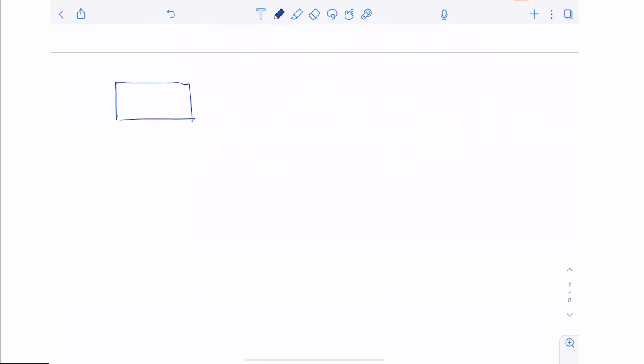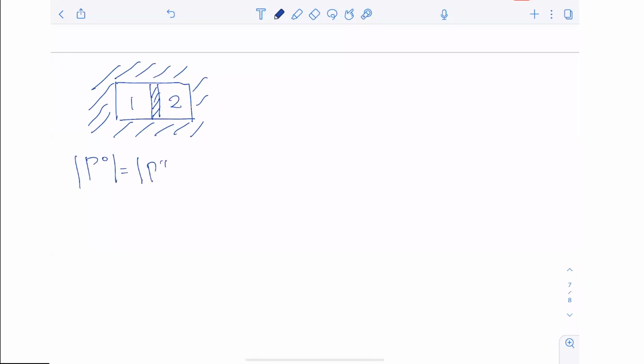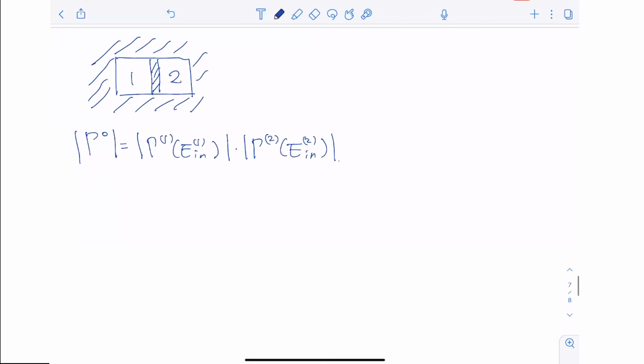In our last lecture, we said let's consider a system where we have system 1 and system 2, initially isolated from each other. So the phase space should be considered as the product of the phase space of system 1 with initial energy E1 initial, times the phase space of system 2 with initial energy E2 initial. Okay, that's the initial configuration. And we also require that the energy be conserved.